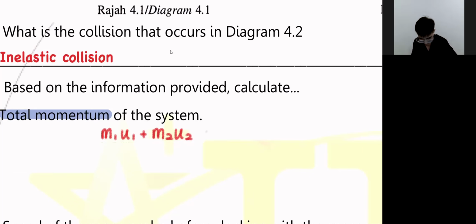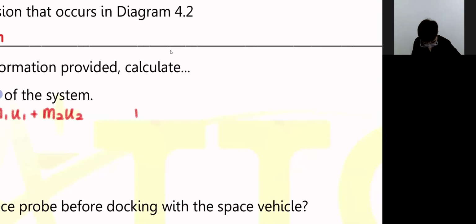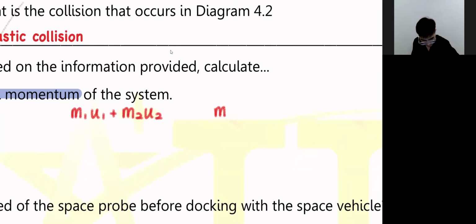There's actually another method. You can also calculate the momentum of the space vehicle after they collide. Just now, we were calculating this one. This one is actually the total momentum of the space prop and also the space vehicle before they collide, because that's why we are using the initial velocity. But of course, you can also use the final momentum. That means the momentum after these two objects collide.